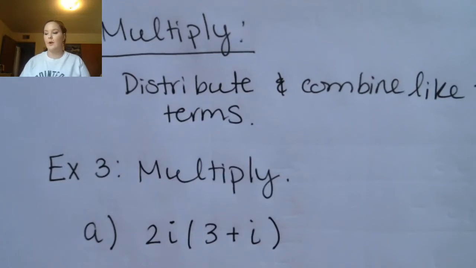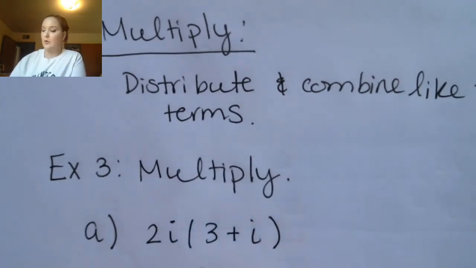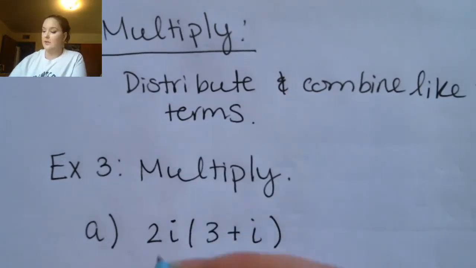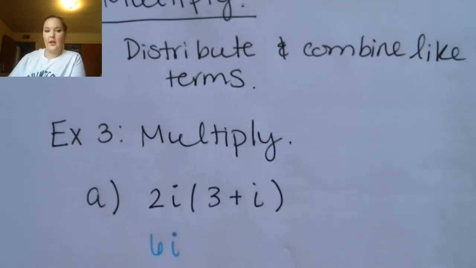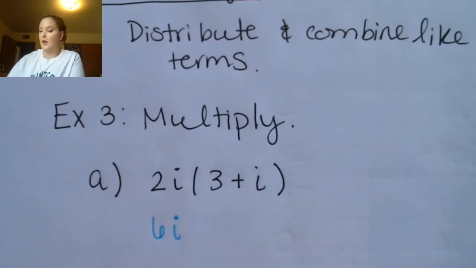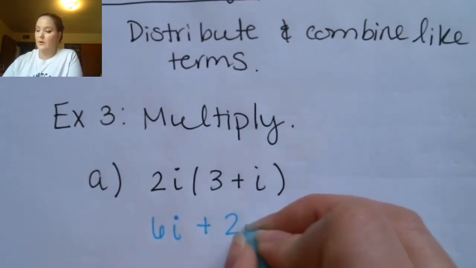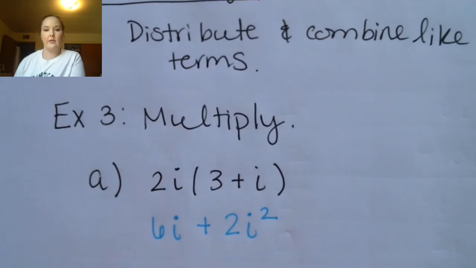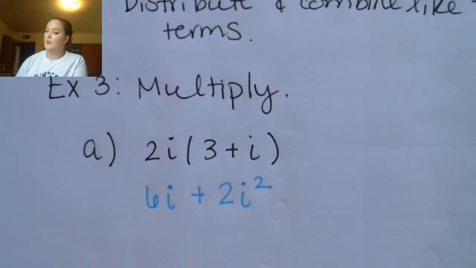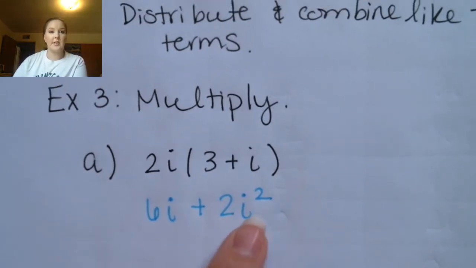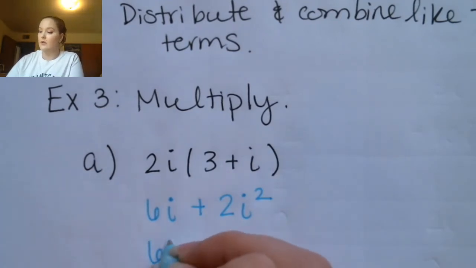Okay, so I'm going to distribute this the way that you normally distribute into parentheses. So I have 2i times 3, which is 6i. And then I have 2i times i, which is 2i squared. Now at this point, I know what i squared is, right? This is part of the definition of the number i. i squared is -1.